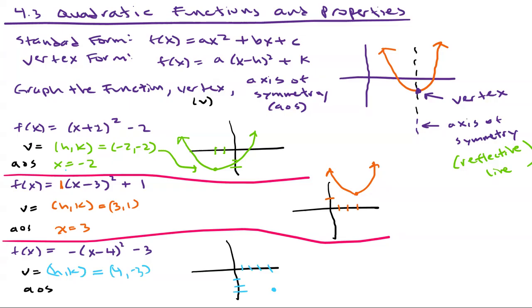Okay. And then the axis of symmetry is the h value. So that's going to be x is equal to 4. All right. And this time we have a negative in the front. So it's a negative 1. So that means our parabola is going to be going down, or it's going to be sad. Okay.